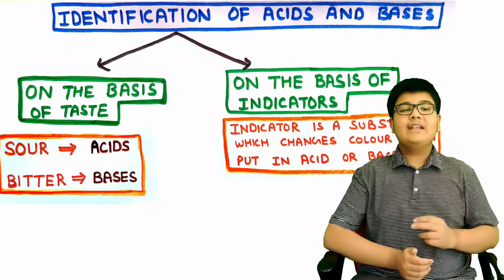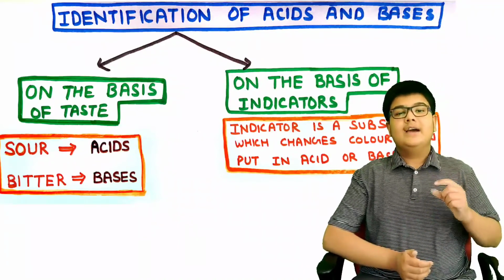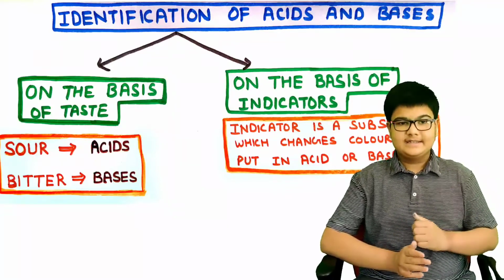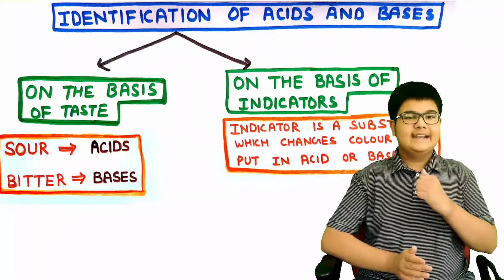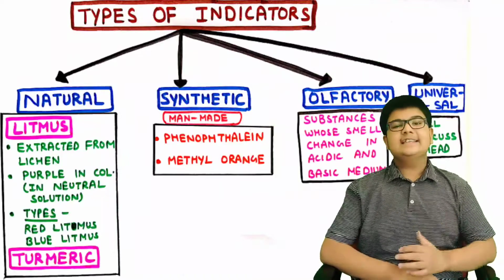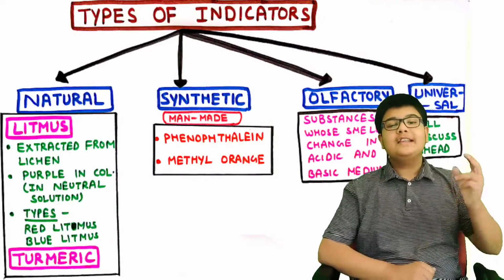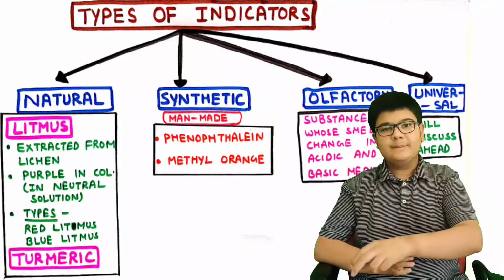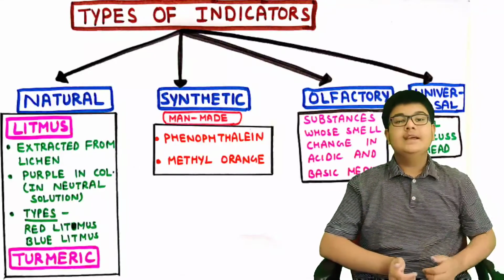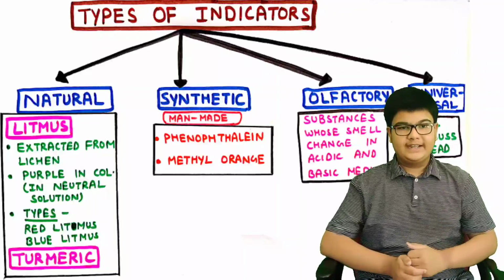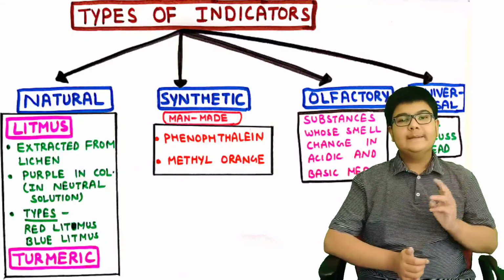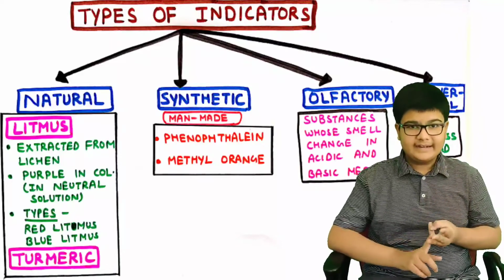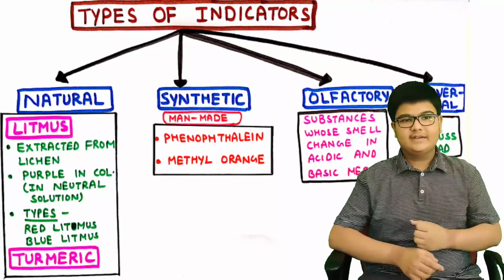So therefore, we have developed some substances which change their color when put in an acid or base, and these are known as indicators. An indicator is any substance which, when put in an acid, will have a different color, and when put in a base, will have a different color. Now let us study the different types of indicators. There are 4 types: natural indicators, synthetic indicators, olfactory indicators, and universal indicator.